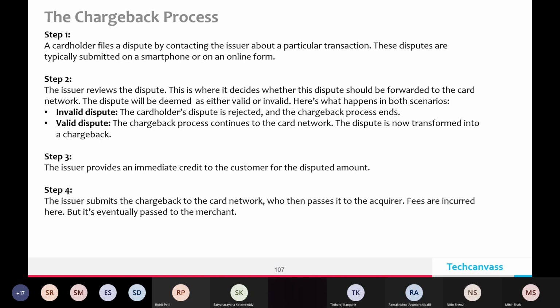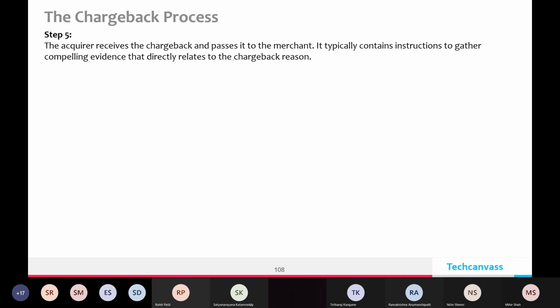And then the issuer submits the chargeback request to the card network, and the card network then passes it to the acquirer. And there are some fees incurred in this entire transaction, because none of these providers will do free service. There is no free lunch. So effectively, whatever cost is incurred by the issuing bank, the acquiring bank or the network, the merchant has to bear this transaction cost.